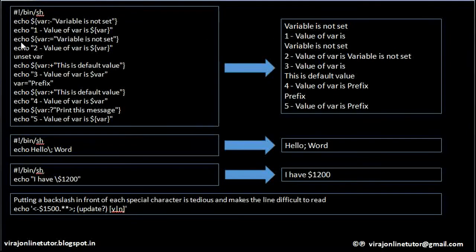Clear? Then let's study this construct colon followed by equal to. Colon followed by equal to will assign the value of this string to this variable. So it will assign this string to variable where. Clear? It will assign this value to variable where, and it will print the content of the variable on the screen. That's why it is printing variable is not set.